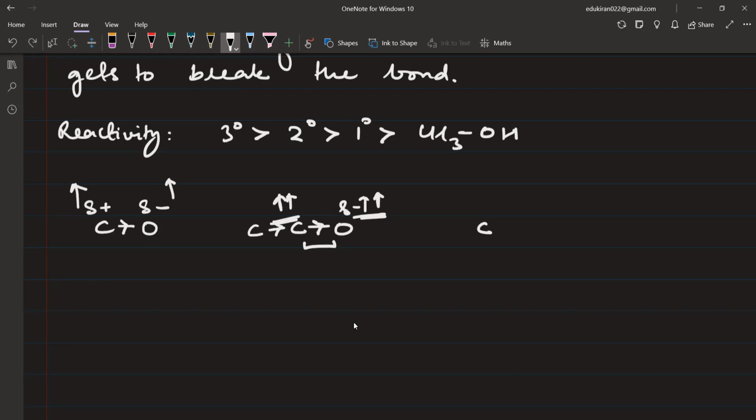Let's suppose we have one more carbon atom attached. This is my alpha carbon, and it has one more carbon attached to it. Now both of these carbons are giving electrons, and this carbon is giving electrons towards the oxygen atom. This delta negative is going to increase furthermore, and that is why this delta positive is also going to increase furthermore. So this is why the reactivity of 3 degree is fastest, then 2 degree, and then 1 degree. All of you got this point? Yes or no?